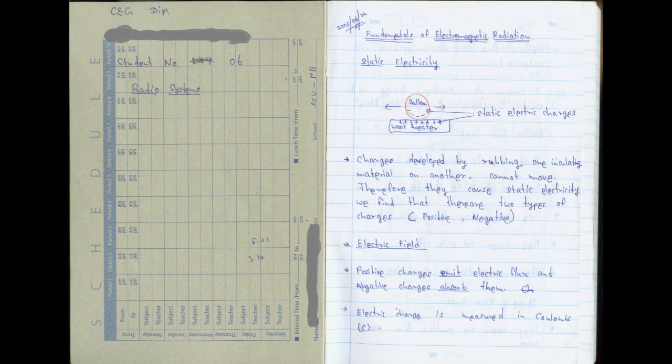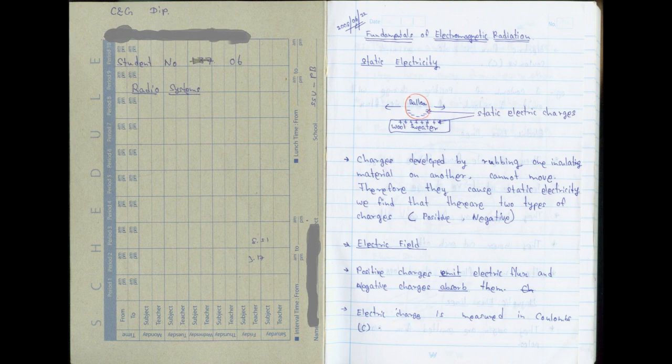Shall we draw an arrow to this and say static electric charges? Why do we call them static? Because they are in a dielectric already. It is also an insulator. So these charges can't move. They can't move because they are in an insulator. Therefore, they are static charges.